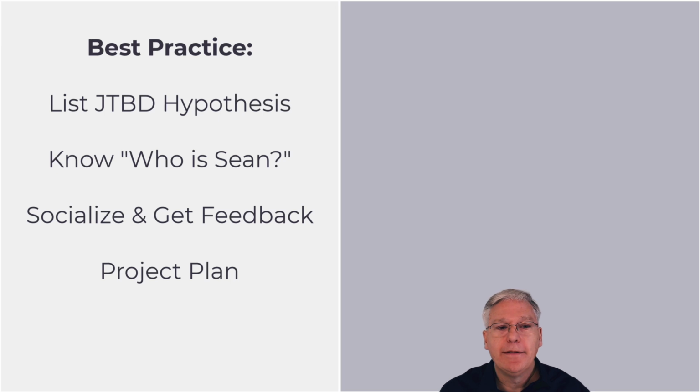So the best practices: list your hypothesis and jobs to be done. Think about the job to be done, the user, and the circumstance. When you're identifying participants, know who it is that you want to talk to, and make sure you're getting the right representation from your different segments. Socialize your thoughts to date and get feedback. Send it out as a proposal. Do it asynchronously. It works very well. And then, of course, create a project plan.